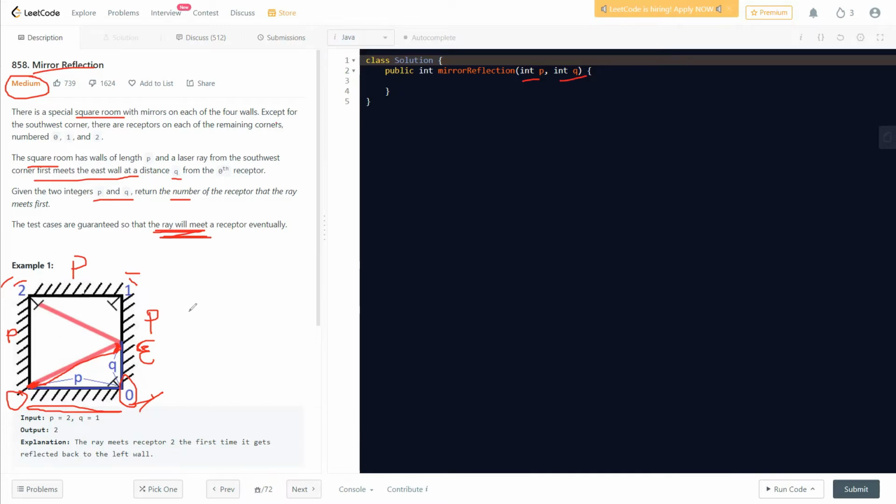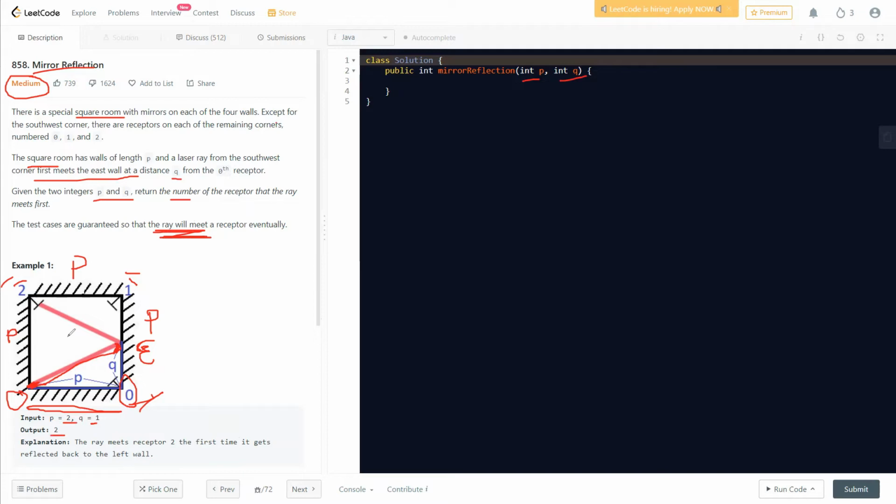Now, let's understand this diagrammatically. First, look at this example they've given. It says p is 2 and q is 1. And the output is 2. How? The ray meets receptor 2 for the first time after getting reflected from the left wall. From the left wall, it gets reflected.